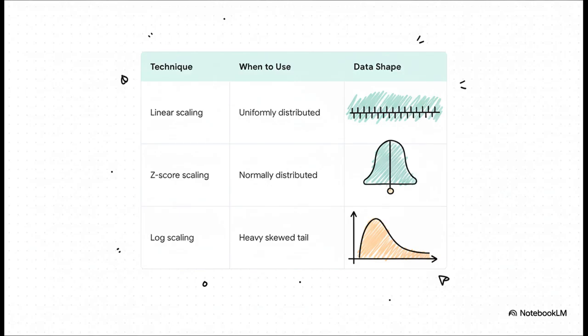Now, there are a few different ways to do this, and the one you pick really depends on the shape of your data. If your data is spread out pretty evenly, simple linear scaling is great. If it looks like that classic bell curve, you'll probably want to use z-score scaling. And if you have what's called a heavy-tailed distribution, where most values are small but a few are gigantic, log scaling is going to be your best friend.